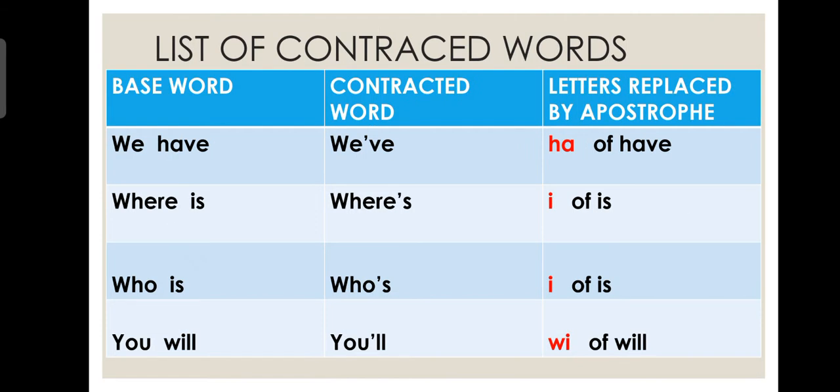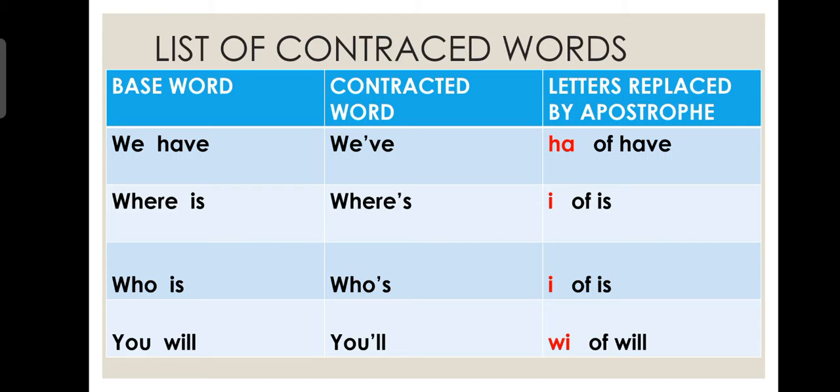Some more. We have, we apostrophe VE. We are removing HA from the second word have. Where is, where apostrophe S. We are removing I from the second word is. Next is who is. Here also we are removing I from the second word is and is replaced by the apostrophe. It becomes who's.